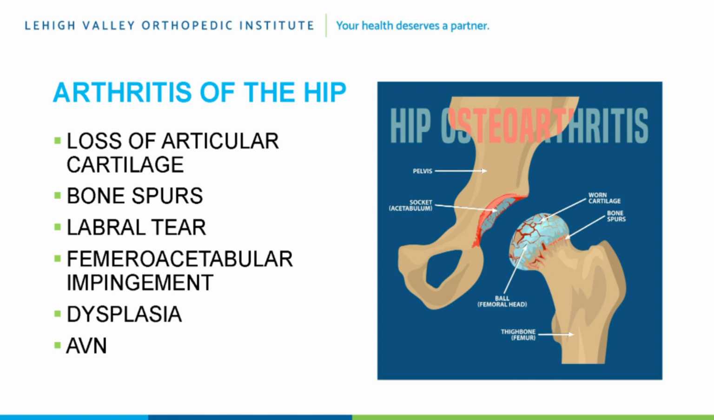With the hip, it's a little bit more straightforward. Again, you lose that articular cartilage that caps the ends of the bones. As that arthritis and as that cartilage continues to wear away, you get those surrounding bone spurs. The labrum, which is very similar to the meniscus in terms of its makeup, begins to become more stiff and may or may not tear. You get impingement. And I have these 2 things here at the bottom, dysplasia and AVN.